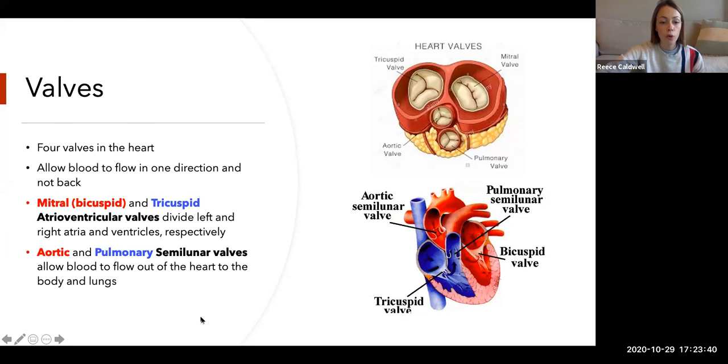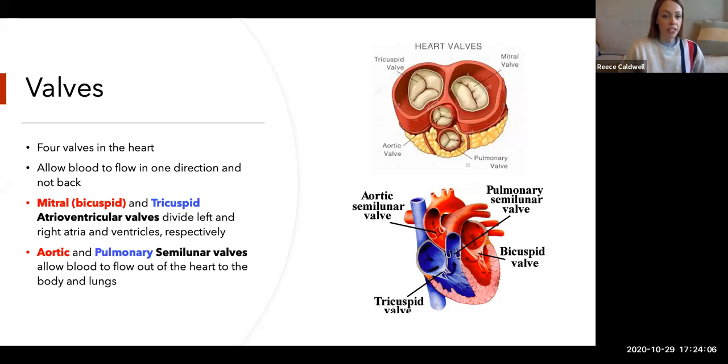So along with the 4 chambers, we also have 4 valves, which will prevent backflow. There's a lot higher pressure in the ventricles than the atria, so blood normally wants to flow back up into those, and those valves will prevent that from happening. And so we have 2 categories of valves. We have the atrioventricular valves and the semilunar valves.